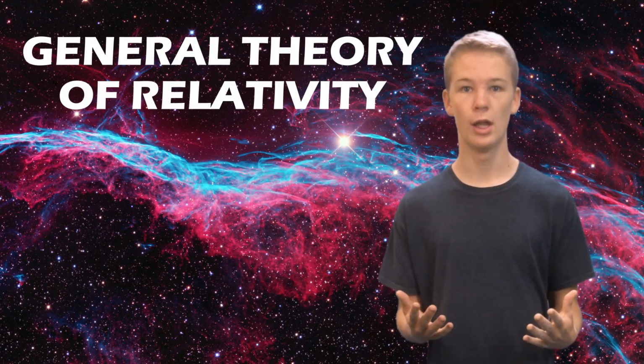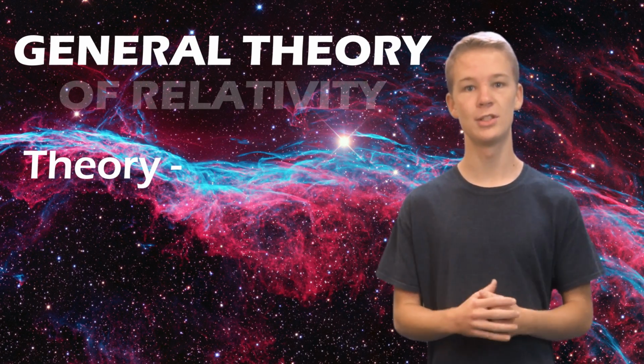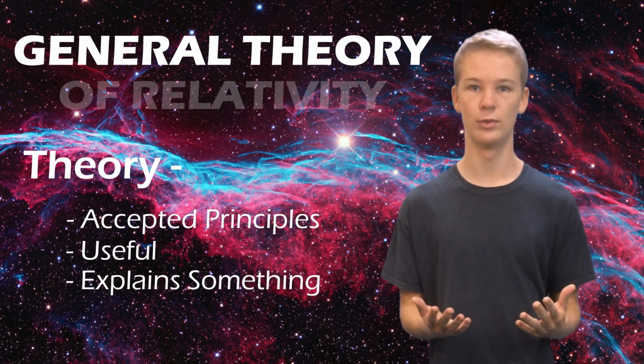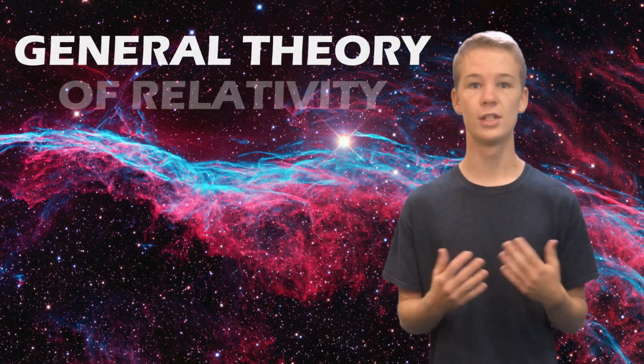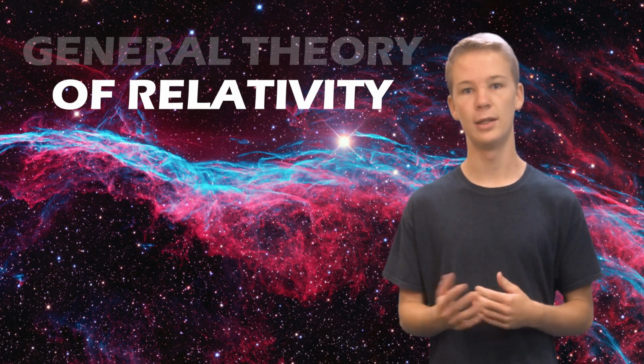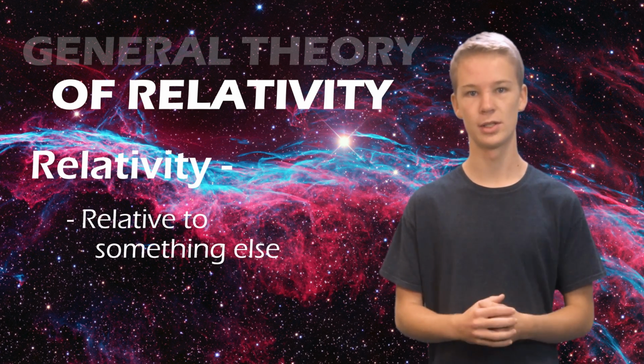To start, we're going to break down this statement, general theory of relativity. The first part, the general theory, simply states that something is accepted and useful in the physics world, and also big or general in consequence. Now, relativity tells us basically how this theory is applied. That is, it's relative to something else. If you think about it, everything is relative.